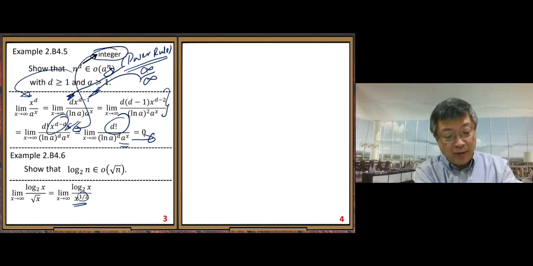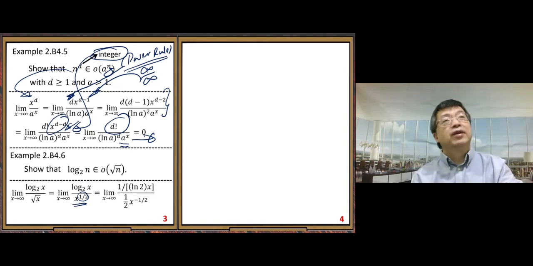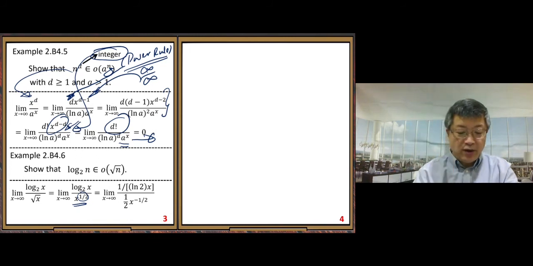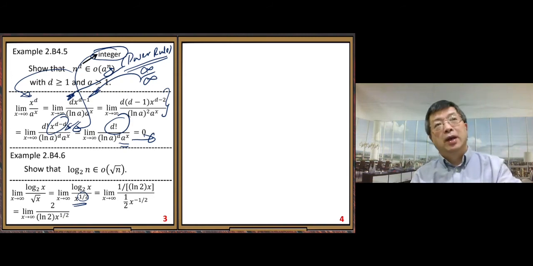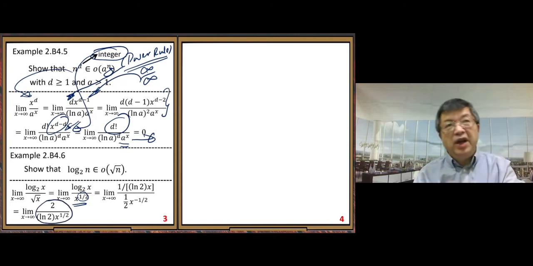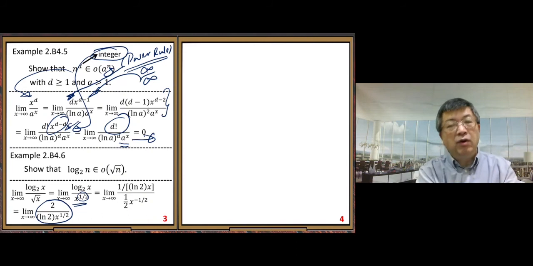So we can apply the power rule. Then we plug in the two formulas, and after simplification we get this. Now this ratio is not an indeterminate form, so you cannot apply L'Hopital's rule another time. You have to stop.